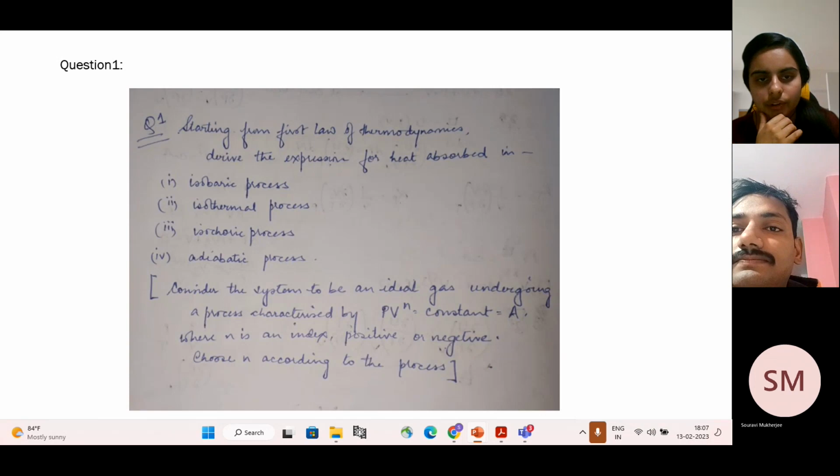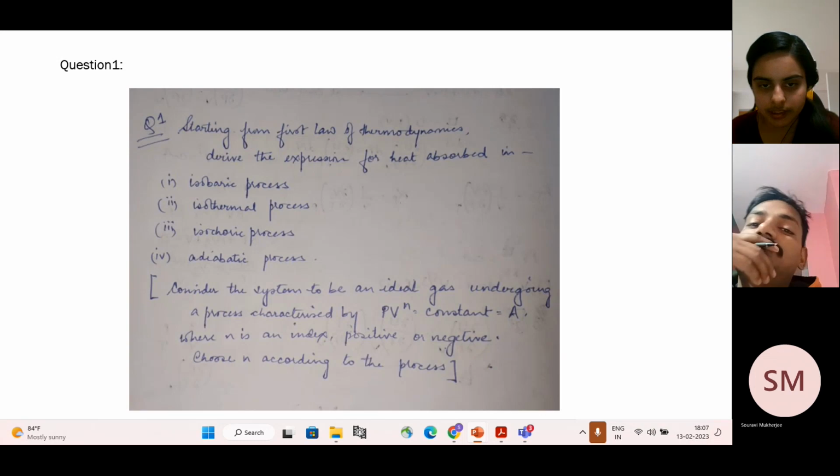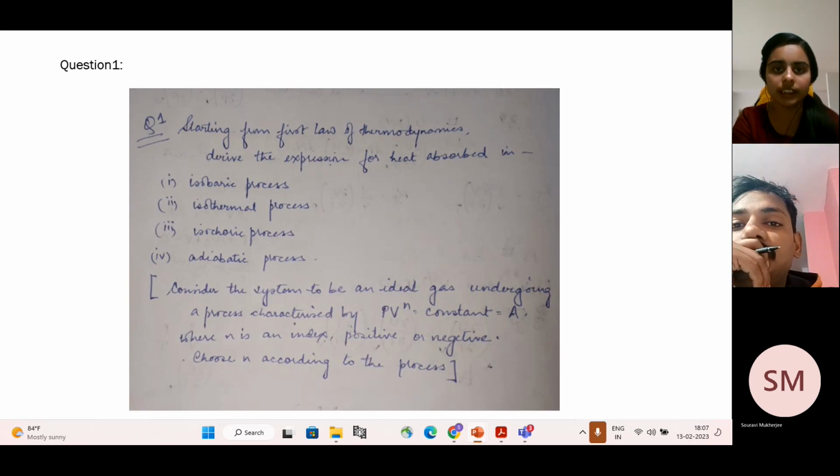And then if you have an isochoric process, that means it's the other extreme, where isochoric means the volume is constant. So in that case, we can set n to be infinity. And for an adiabatic process, we know that the expression is PV to the power gamma equal to constant. So in that case, n is equal to gamma, which is the ratio of the specific heats. If we use those concepts and choose the value of n accordingly, we will see how we can find the expression for heat.